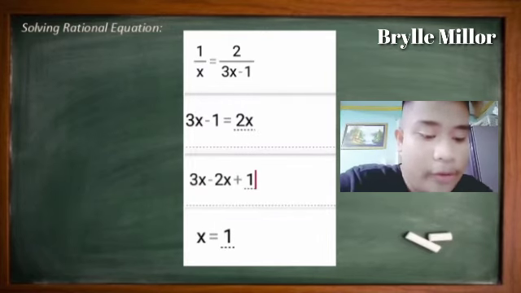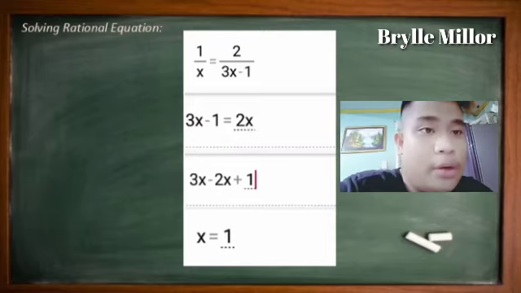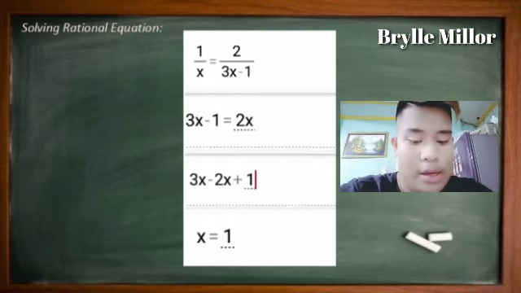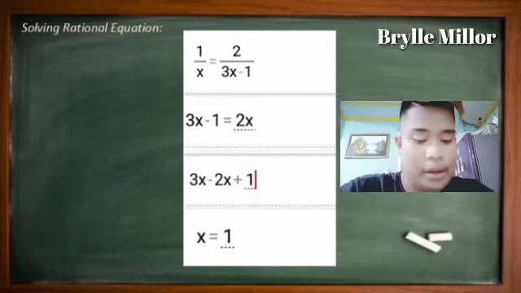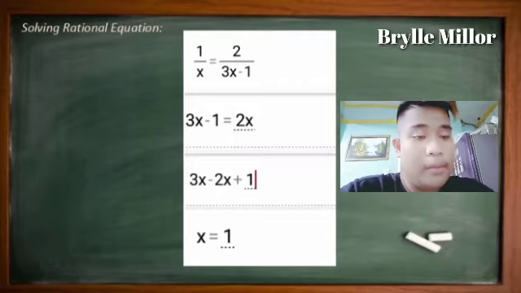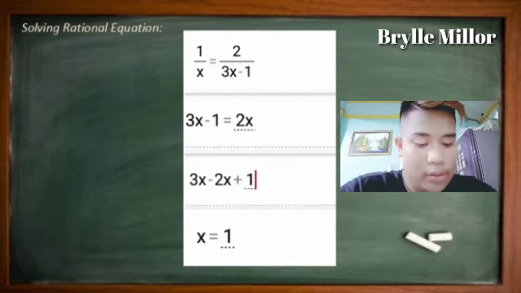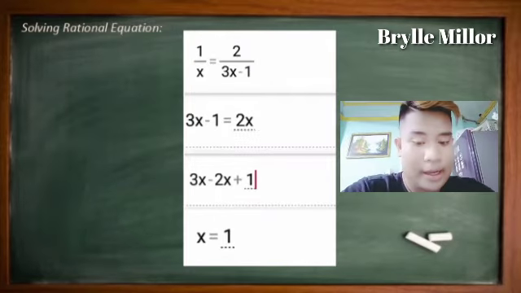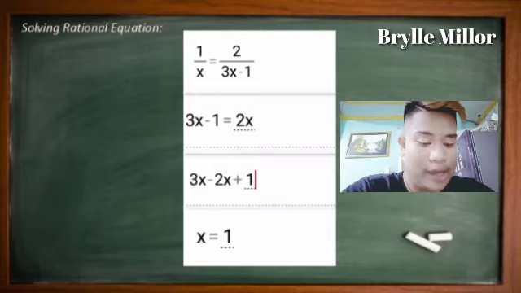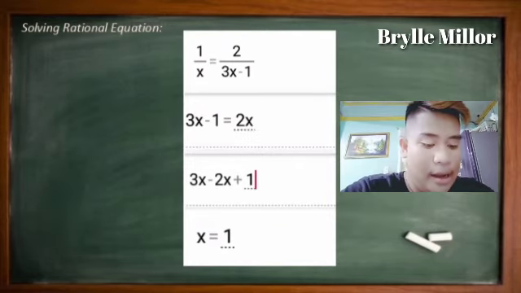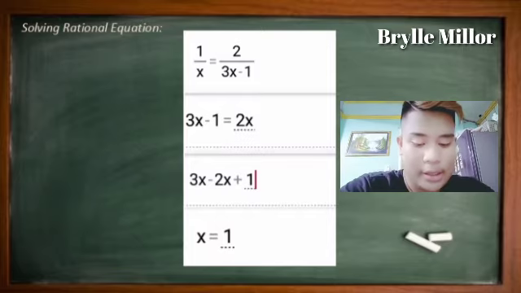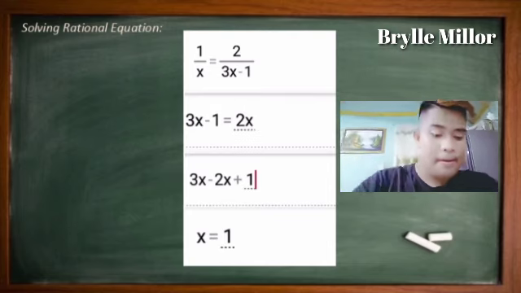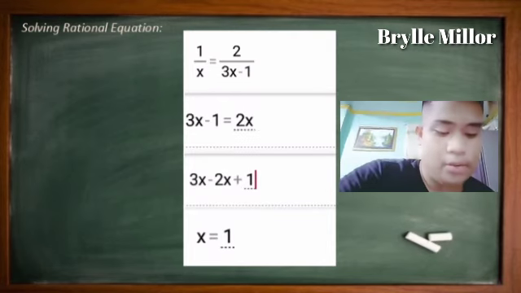So we're going to find the value of x. There are 2 possible ways to solve the equation. The easiest is cross multiplication. Multiply 3x minus 1. Copy the equal sign. The x times 2 is 2x. Now combine like terms. So 3x minus 2x equals 1.